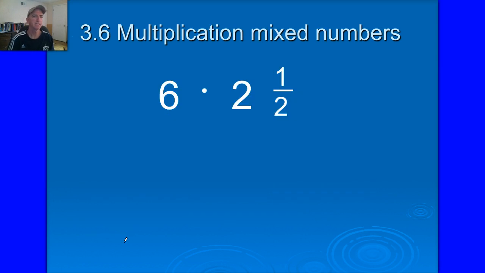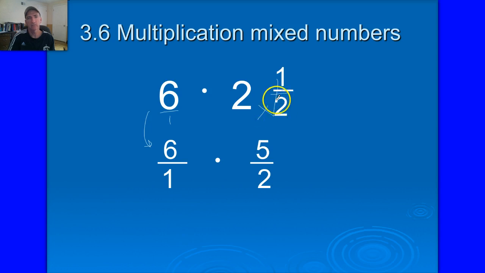Here we go. We have 6 times 2 and 1/2. So if I am going to multiply those, what we want to do is change them both to fraction notation, like such. Remember, any whole number is just over 1, so we didn't have to do much there. And again, you do your check mark: 2 times 2 plus 1, and get that 5 over 2.